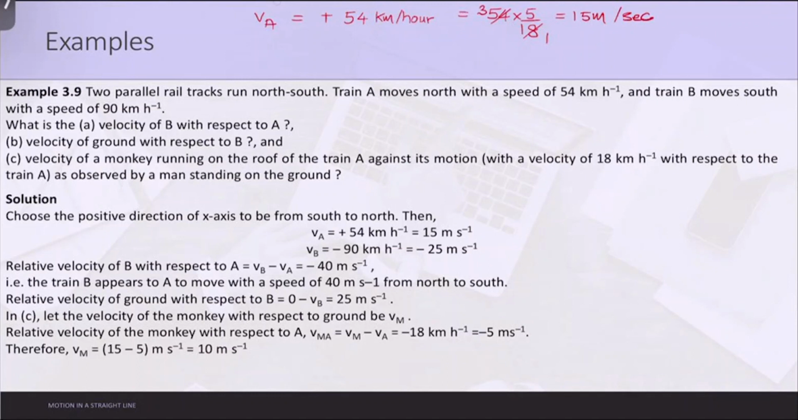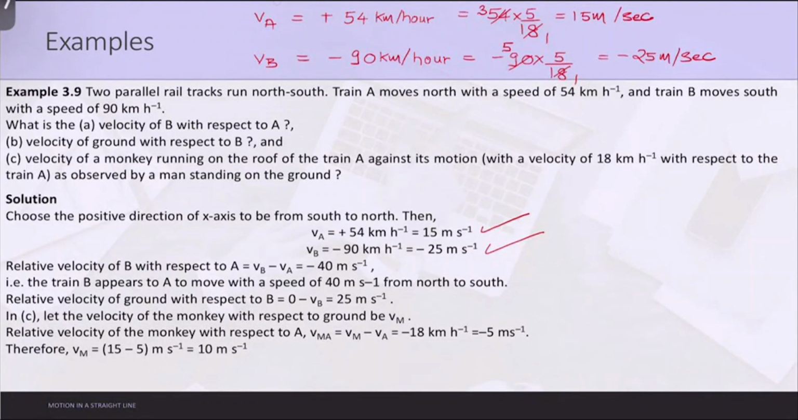Okay. Similarly, what is VB? VB will be nothing but equal to minus 90 km per hour. Why? Because it is going in south direction. So this is nothing but equal to minus 90, changing into meter per second, 5 by 18. 18 fives are 90, which will give you minus 25 meter per second. So therefore VA is nothing but 15 and VB is nothing but equal to minus 25.